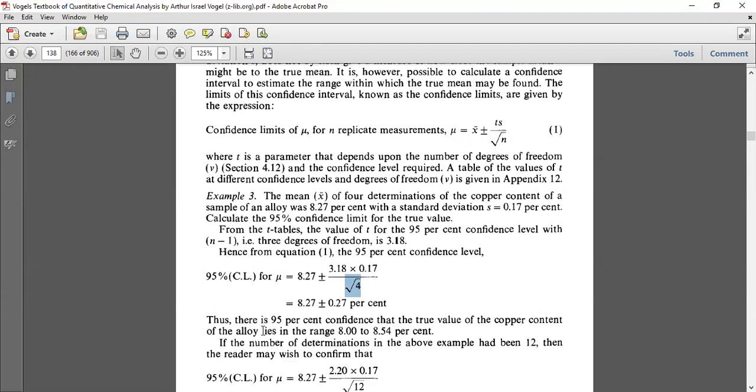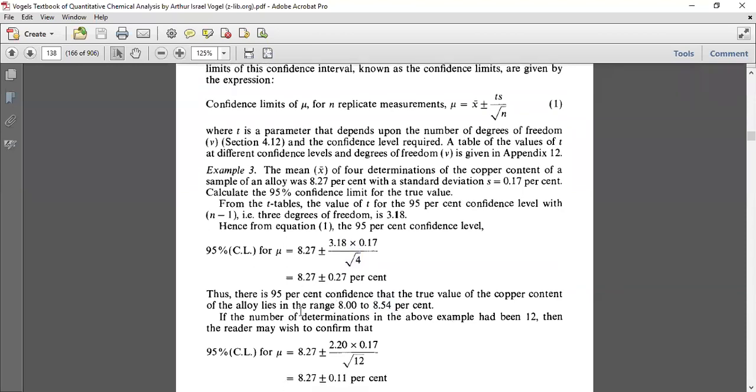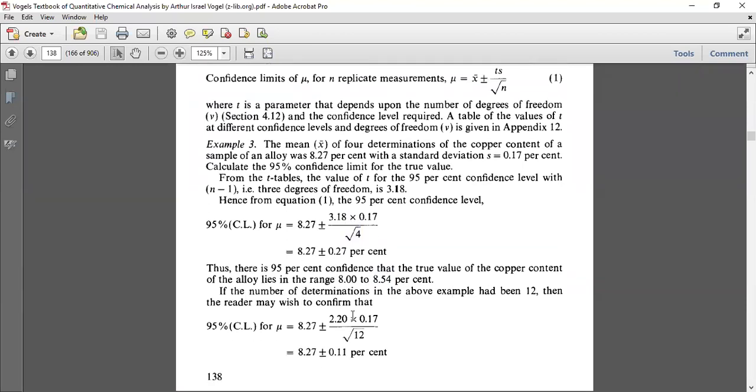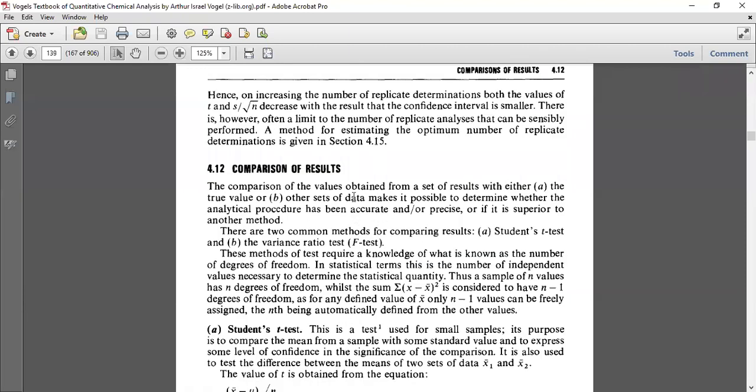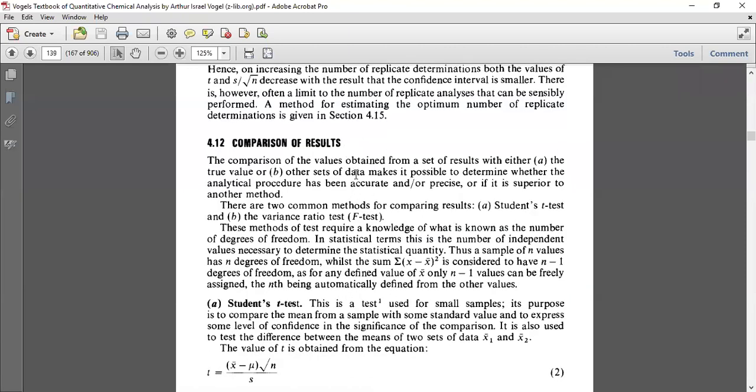So you will see over here the 95% confidence that the true value of the copper content lies in the range of 8. Why did this value come as 8? Because 8.27 minus 0.27, so obviously it will come as 8. And 8.27 plus 0.27, so it will come as 8.54. So according to that, you will get the range over here. Isn't it? Then the next point is comparison of results.